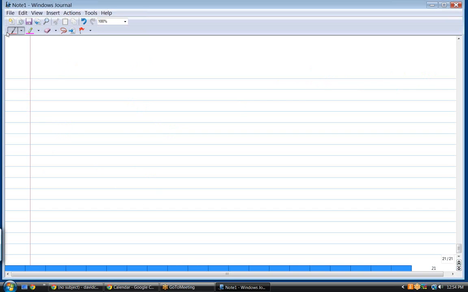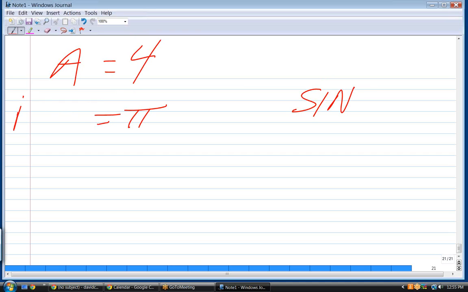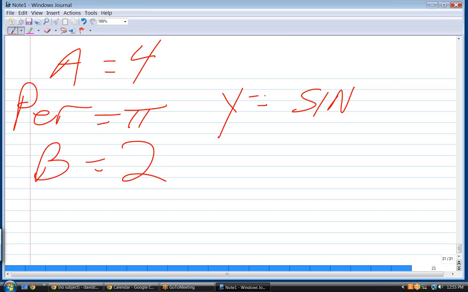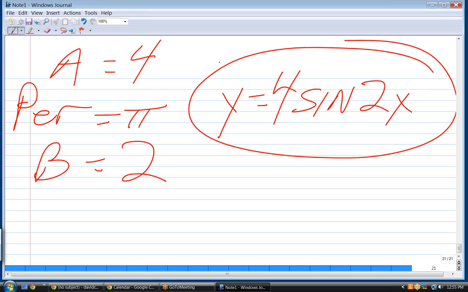And then there's one last word problem, and then that's just about the end of the worksheet. Find an equation for a sine function that has amplitude of 4 and a period of pi. What's b? B is 2 pi over pi, so just 2. So the function is y equals 4 sine 2x. There you go.